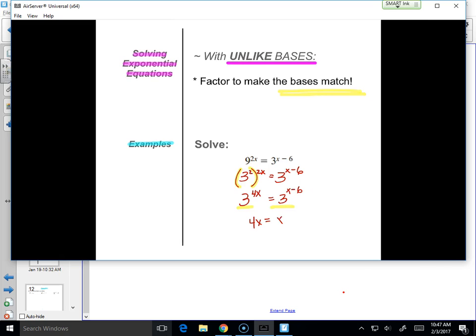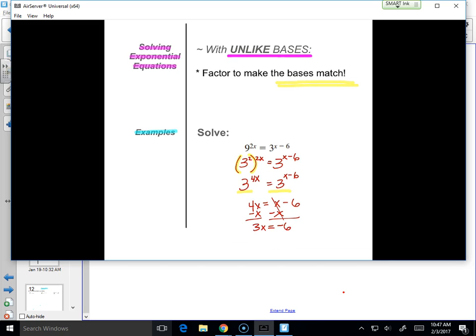4x equals x minus 6. Come on, algebra. What do we move? Move the x by subtracting. Good. 3x equals negative 6. Divide by 3, divide by 3. x equals, mental math is negative 2. Negative 2.